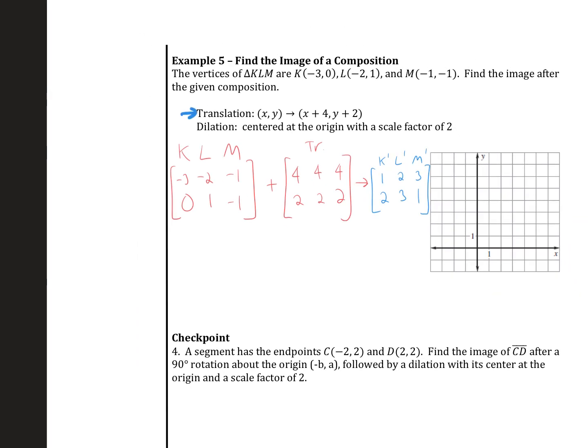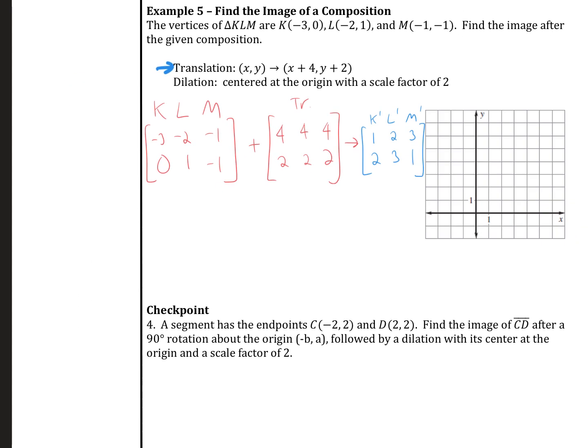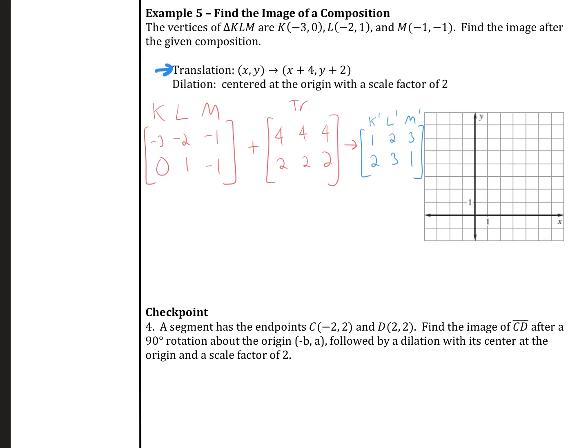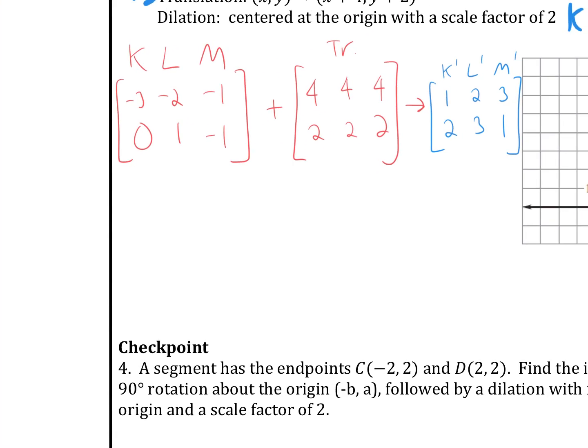Then we need to do a dilation with a scale factor of 2. So K equals 2. Is that going to be an enlargement or reduction? It's going to be an enlargement because we're multiplying by 2. We're basically taking it and making it 2 times as big. So let's go ahead and do this.